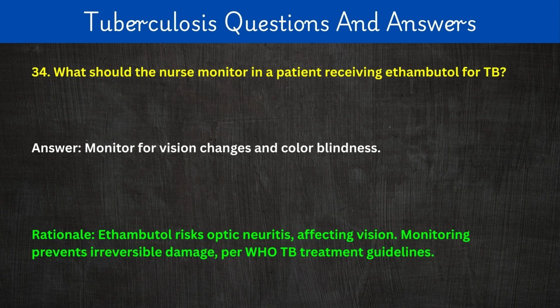34. What should the nurse monitor in a patient receiving ethambutol for TB? Answer: monitor for vision changes and color blindness. Rationale: ethambutol risks optic neuritis, affecting vision. Monitoring prevents irreversible damage, per WHO TB treatment guidelines.